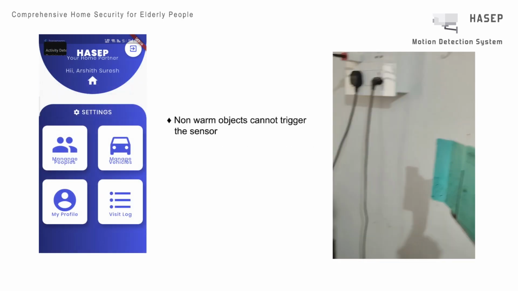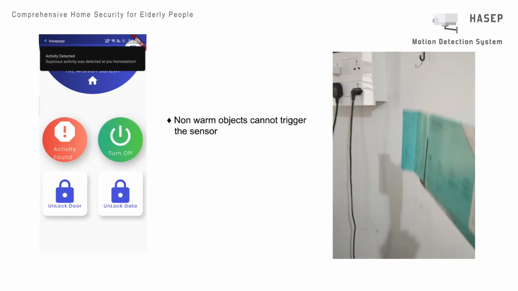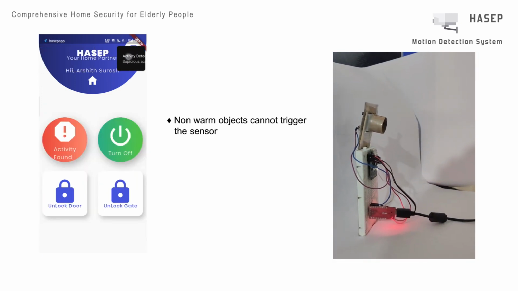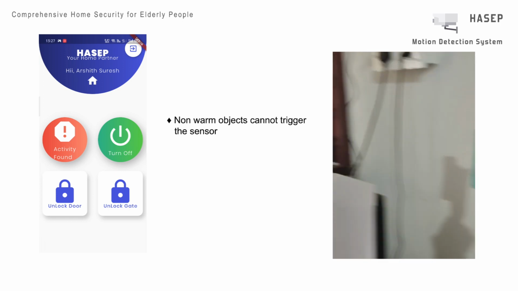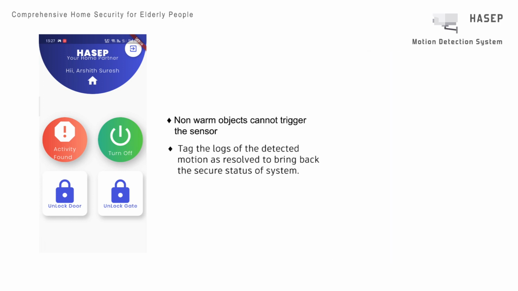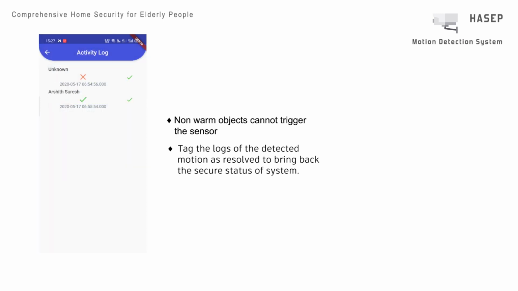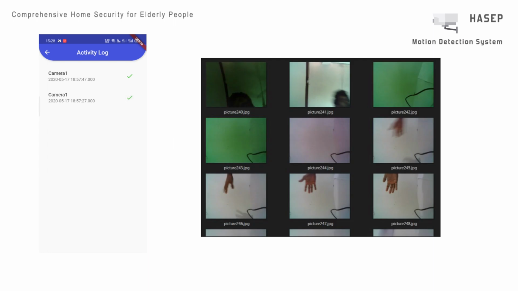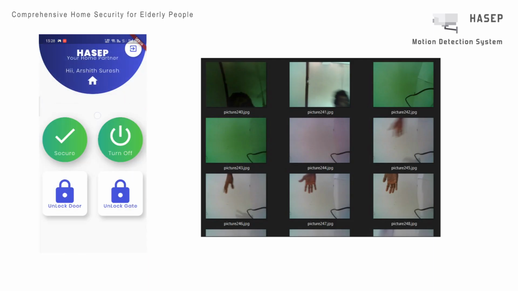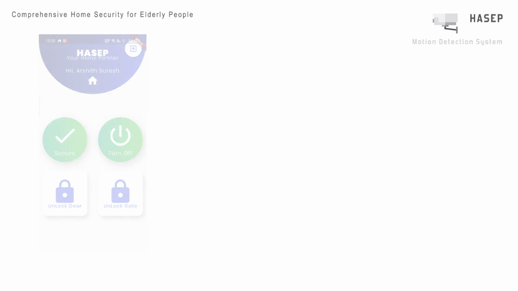A non-warm object like cardboard has no effect on the sensor. Now we need to tag the recent detection as a resolved one in order to make the whole system secure again. We can also see that the images of the object that caused the heat movement have been captured.